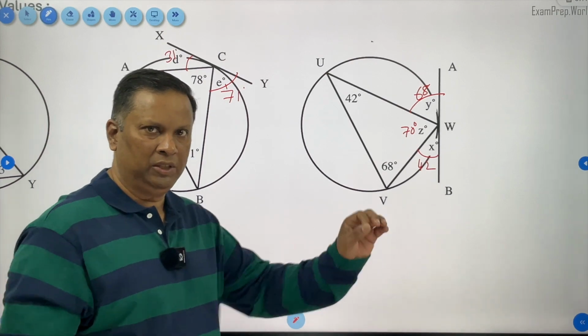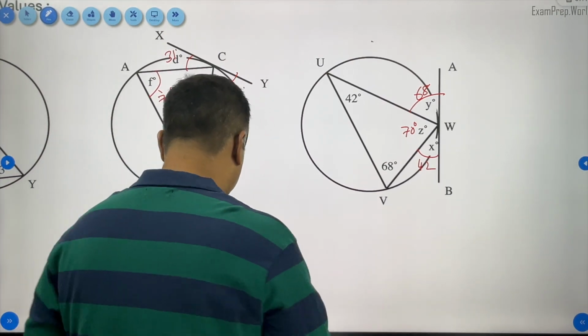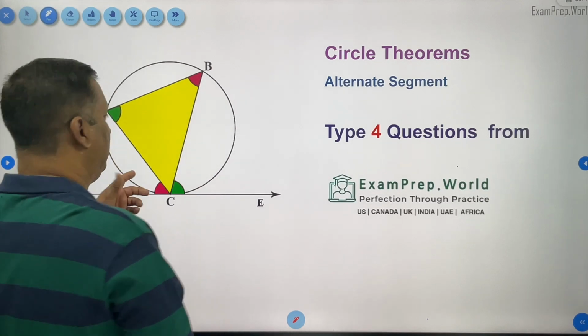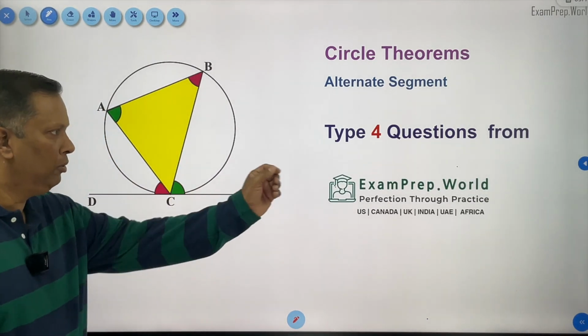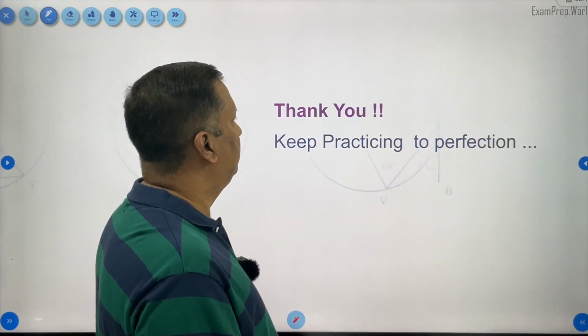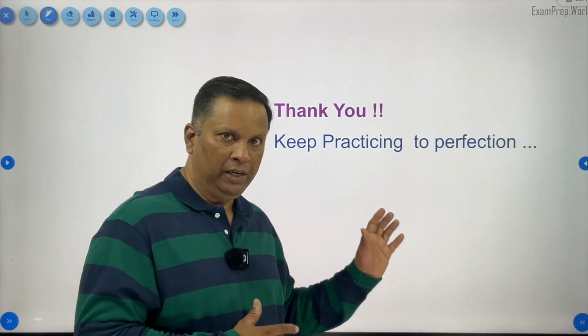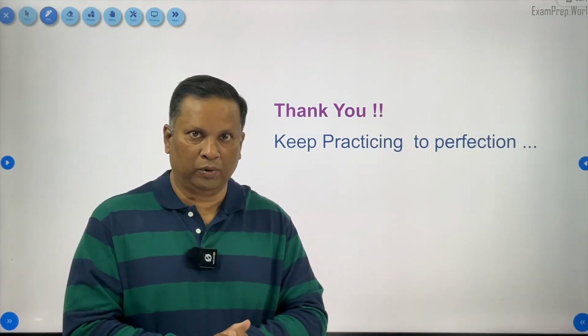Alternate segment theorem is the easiest theorem. If you have understood this image with the pictorial memory from our sheet 1 properly, you will be able to do all the questions of this particular topic. So we have come to an end of this topic. Alternate segment, it is very, very easy. We practiced quite a few questions.